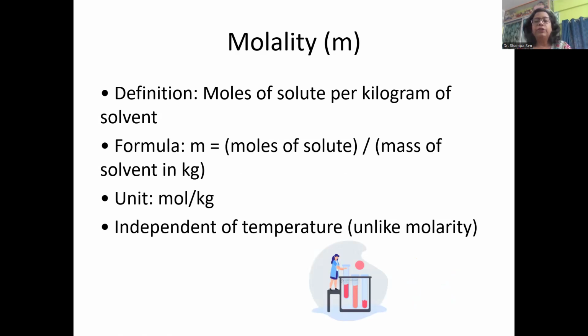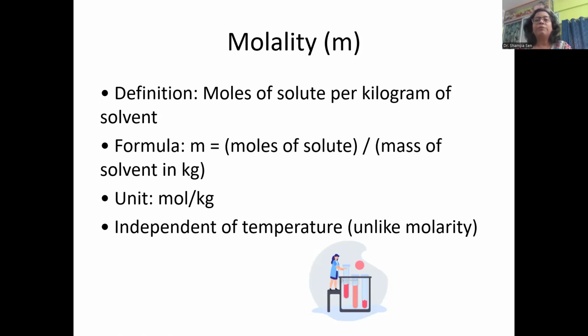Molality, denoted by small m, is defined as moles of solute per kilogram of solvent. Till now, for normality and molarity, we were talking about volume of solution, total volume of solute plus solvent. But here we are talking about mass, not volume, of solvent, not solution. So molality small m is equal to moles of solute divided by mass of solvent in kilogram. So unit obviously moles per kg.